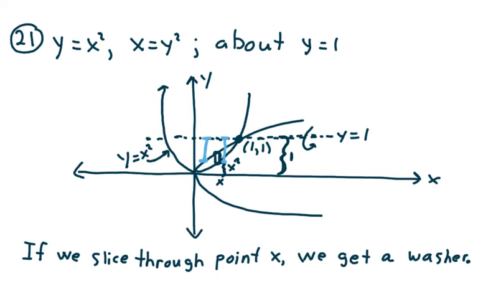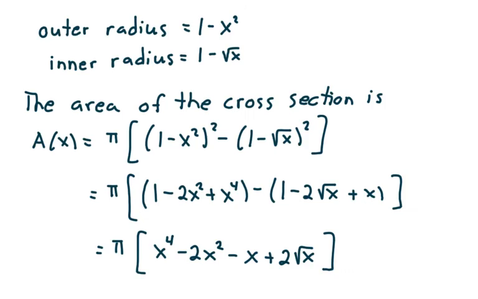Now, we need an outer radius and we need an inner radius. And I would think about it this way. I'm going to go back to the picture and we're going to explain. The outer radius is 1 minus x squared. So think of the bigger radius. The inner radius is 1 minus the square root of x.